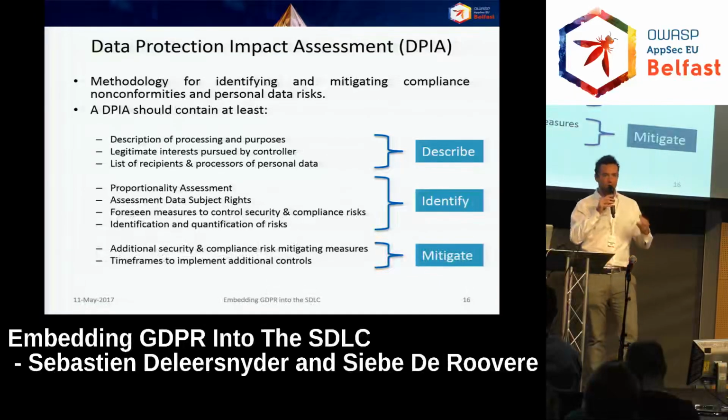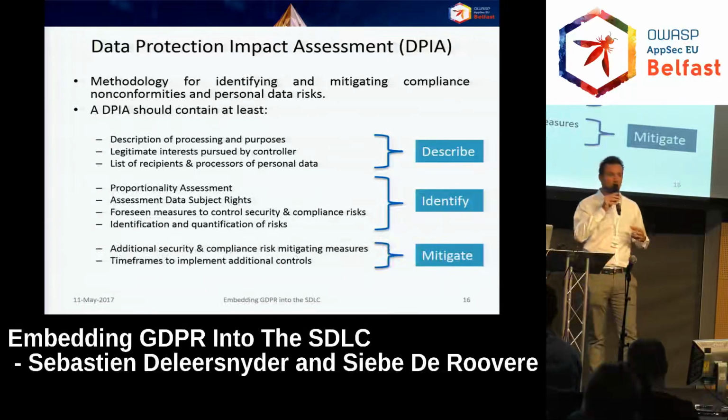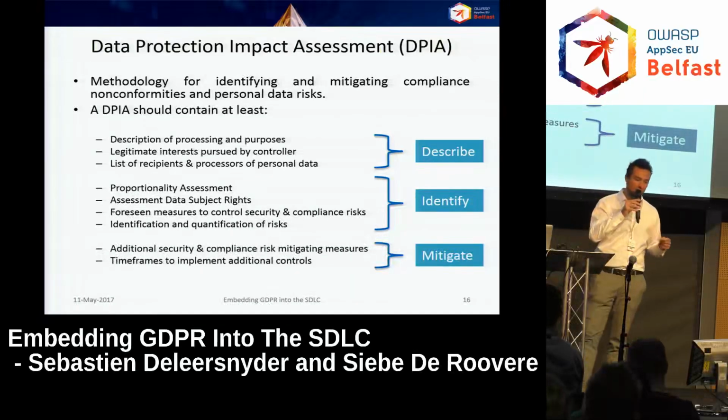In order to conduct a good data protection impact assessment, you really need three things. First of all, you need to describe the processing that you want to do and the application that you will build. So you will describe the processing and its purposes, the interests of your organization, and the list of third parties or also other internal parties that you will share your data with. So you map the data flows.